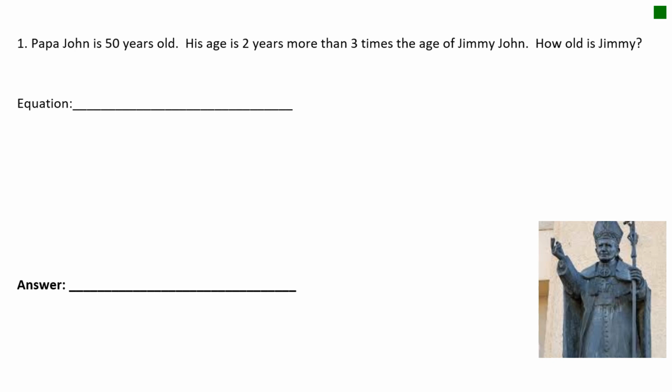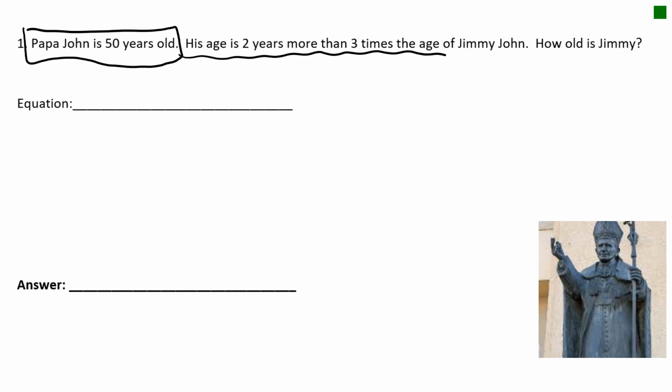Papa John is 50 years old. His age is, okay, that's just doggone interesting. That just tells us all about Papa John. So this is where we're going to get our equation, okay? So remember, the word is gives us our equal sign. So see the is right there? That means we've got stuff in front of the equal sign and stuff behind. So there's my equal sign. What's in front? His age. Well, what is his age? Oh, it's 50. So his age, 50, is.